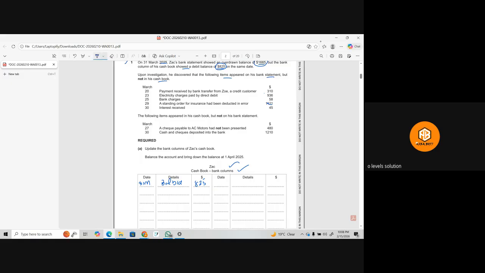Okay, after that, they are saying payment received by bank transfer from a credit customer. So this is what we have not recorded. The payment we have received from the credit customer, they directly sent that $310 into our bank account, and we didn't know about it. So that is why we will write it now on the debit side, here.